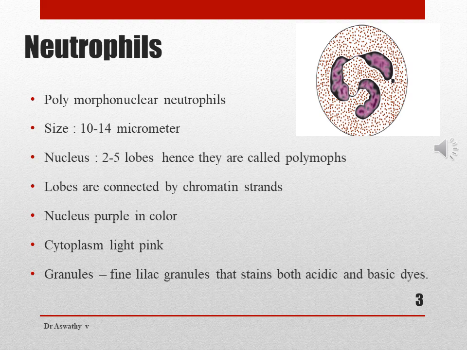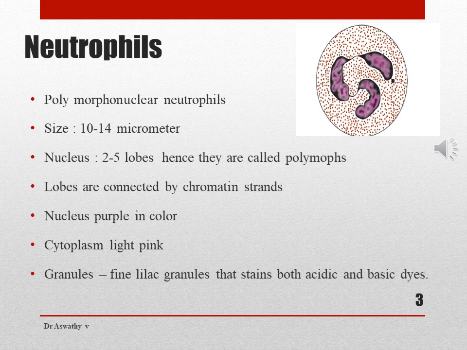So we are going into detail on the morphology of the neutrophils. They are otherwise called polymorphonuclear neutrophils. Whenever you see a WBC with multiple lobes, that is the neutrophil. Neutrophils have a multi-lobed nucleus, about 2 to 5 lobes, and that is why they are called polymorphonuclear neutrophils. They have a size of 10 to 14 micrometers, and the various lobes of the nucleus are connected by thin chromatin strands easily visible through the microscope.